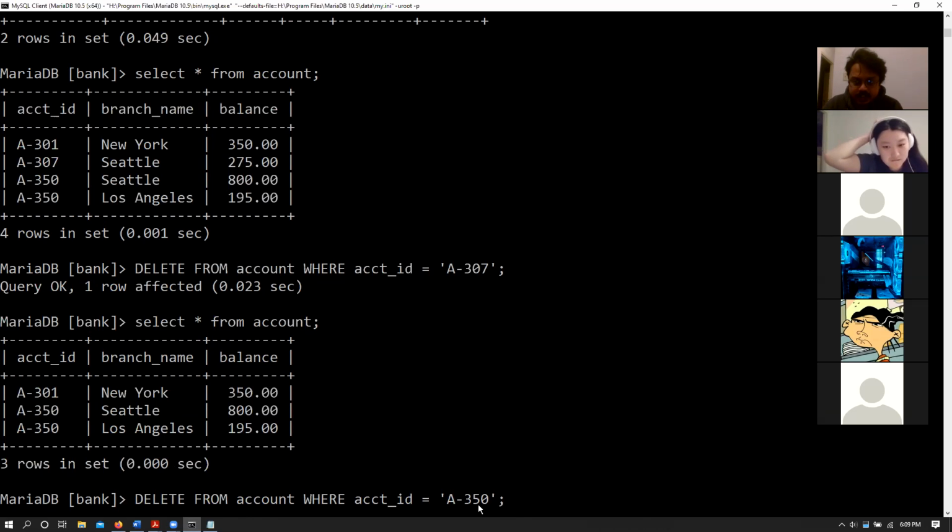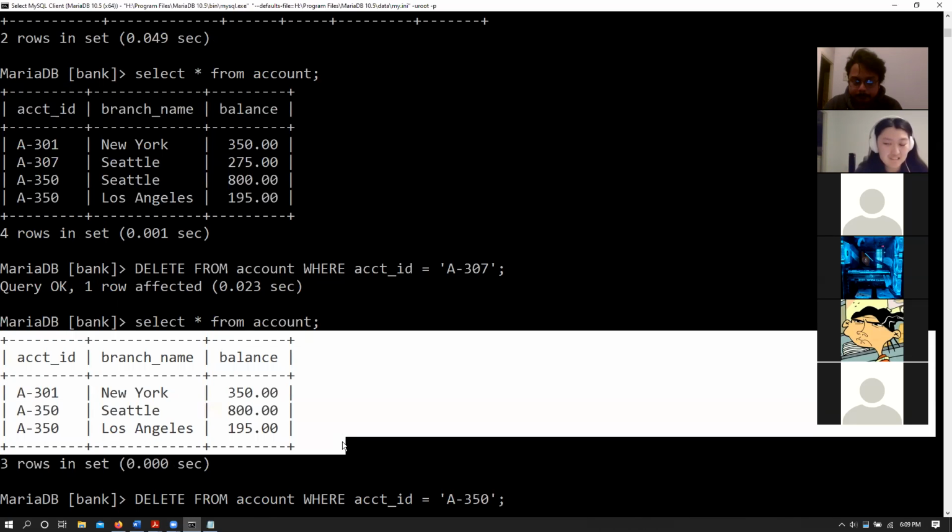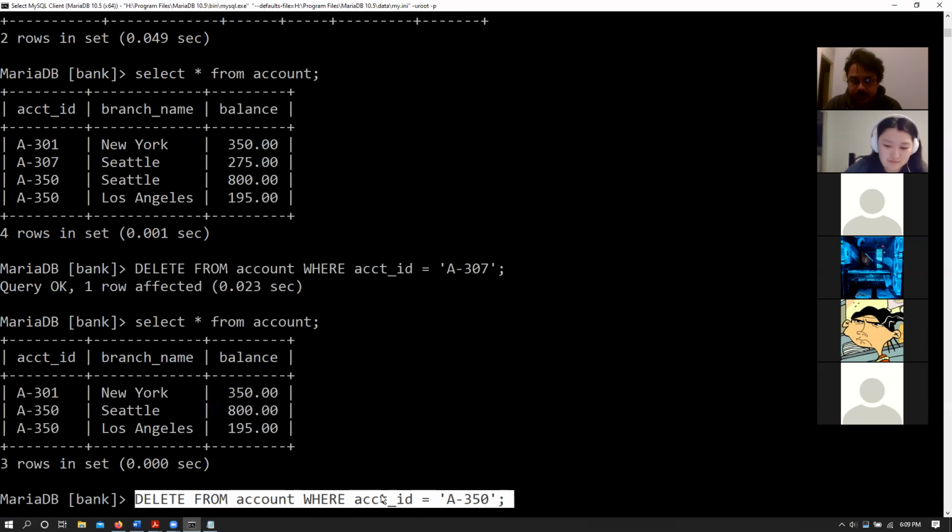So what happens if I change my account ID to 350? What happens to my table? Yes, I can delete A350 Los Angeles and I can add it again. That is no issue because I can always delete A350 Los Angeles and then insert it again to my table. No issues with that. But what happens if I perform this particular command on my table?